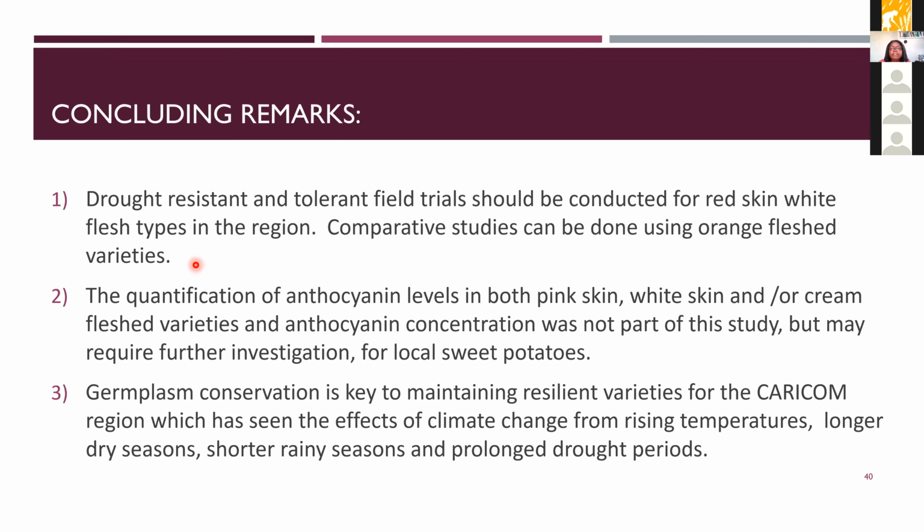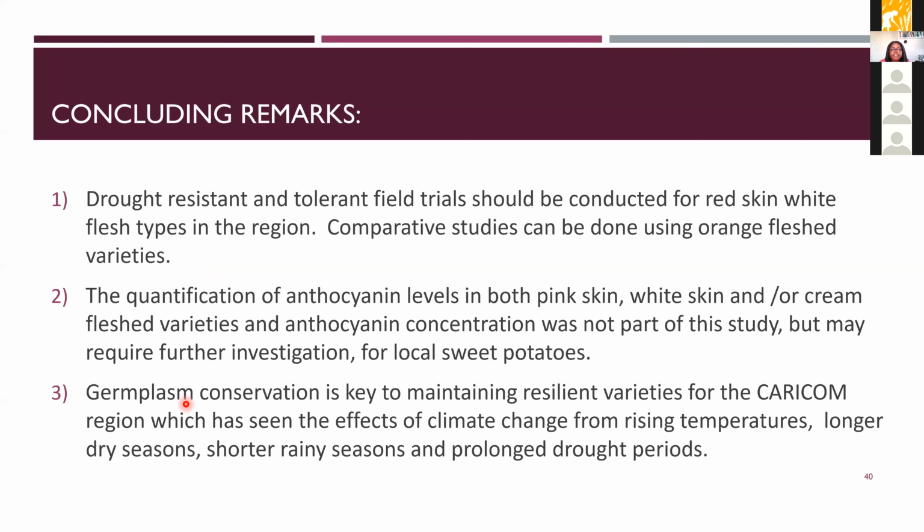The other interesting thing coming out of the study was that we couldn't really separate out the pink skin for anthocyanin levels. How much anthocyanin does it have? Is that related to drought stress? Because anthocyanin can also protect you from abiotic stress. But what we do know is that it seemed as if locally, the levels in all sweet potatoes to see what the ranges are.